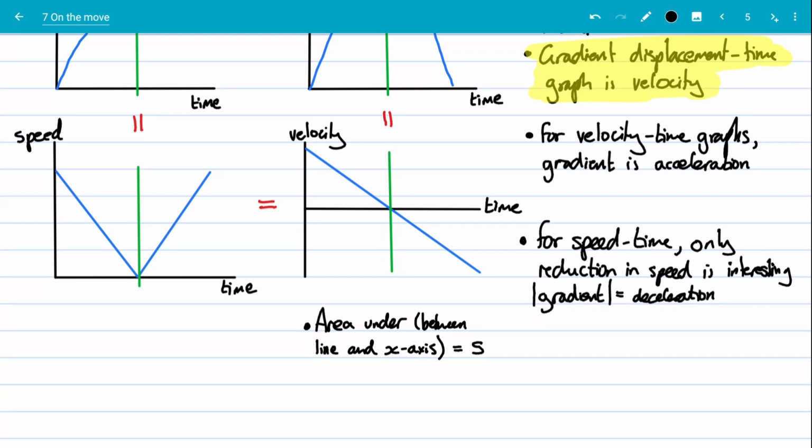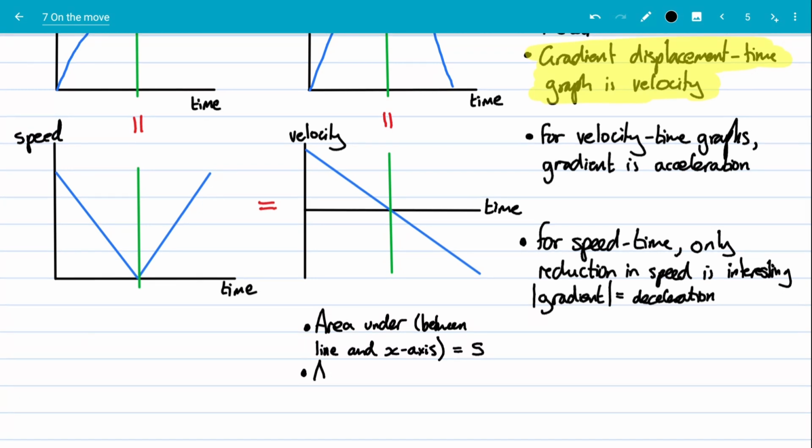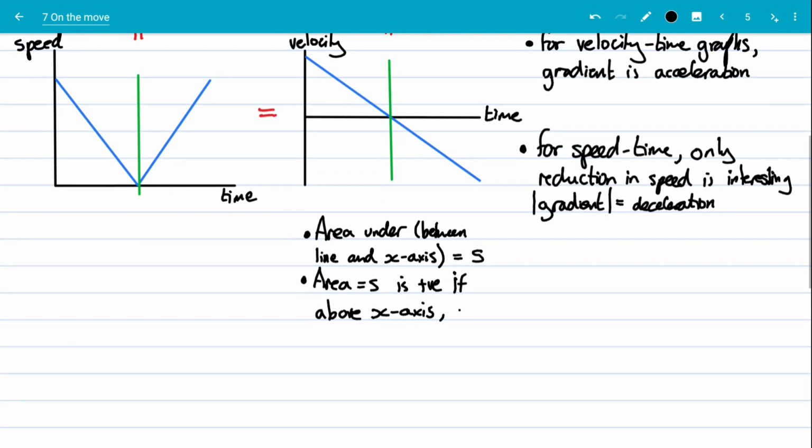Now, that could be positive or negative. So area equals S, I've already said that, and is positive if above x-axis, and is negative if below x-axis.